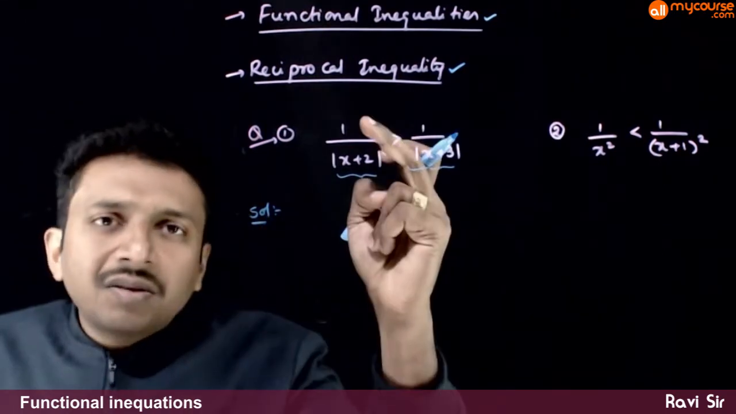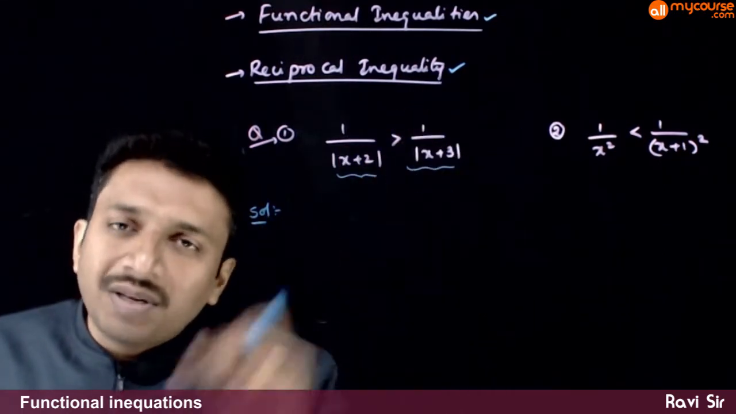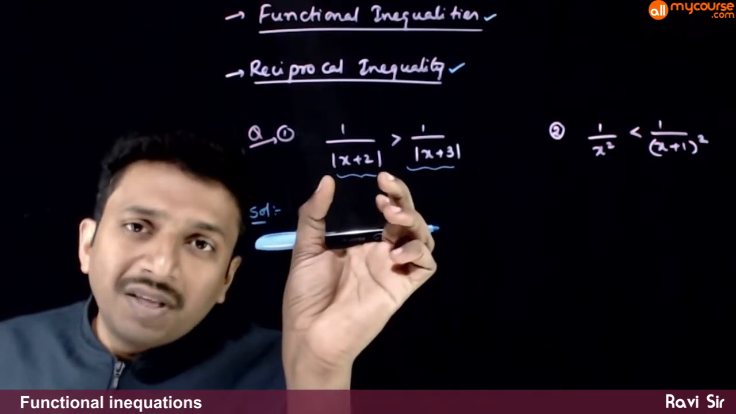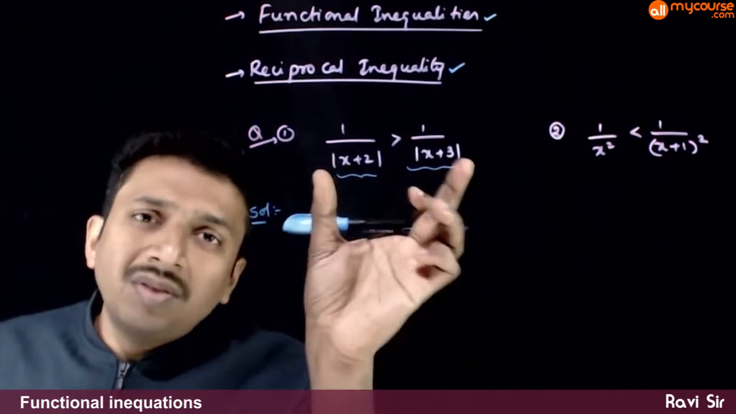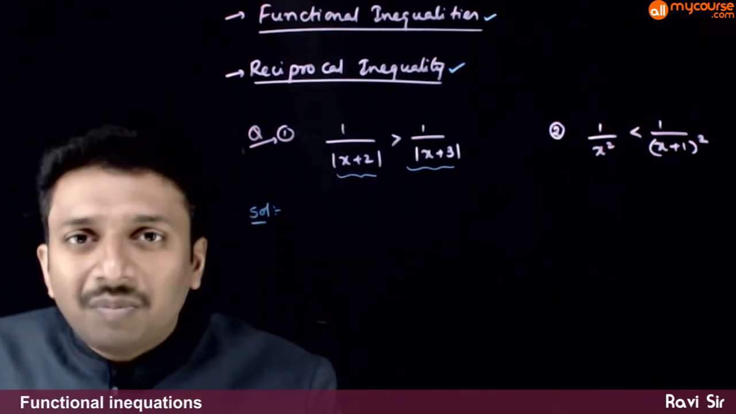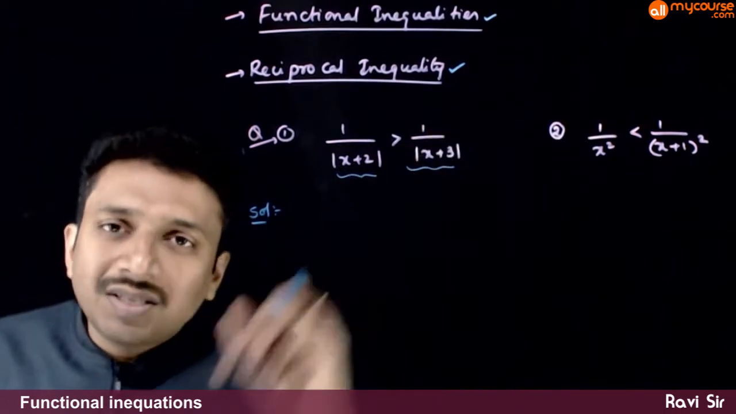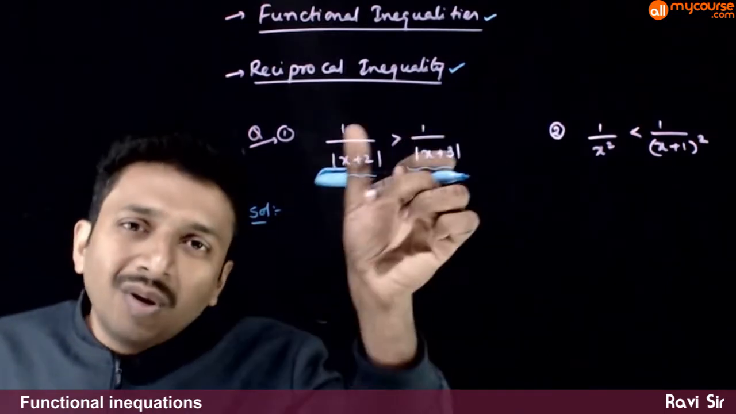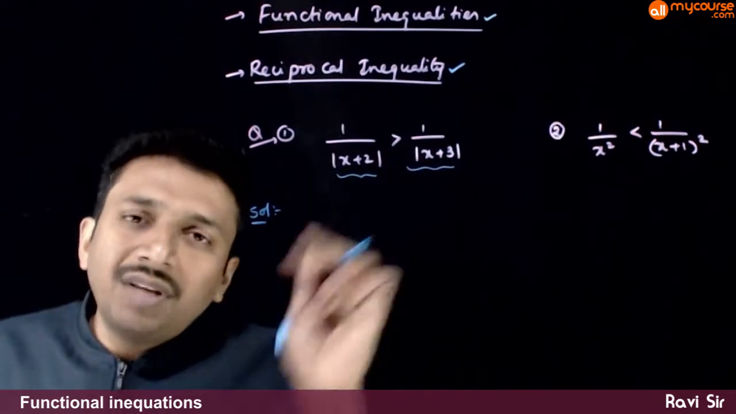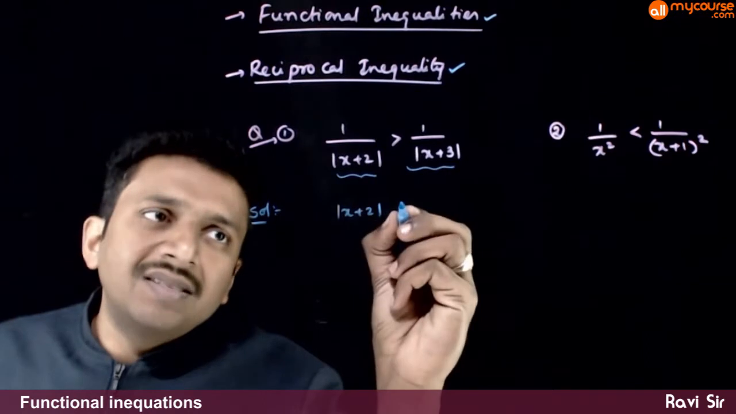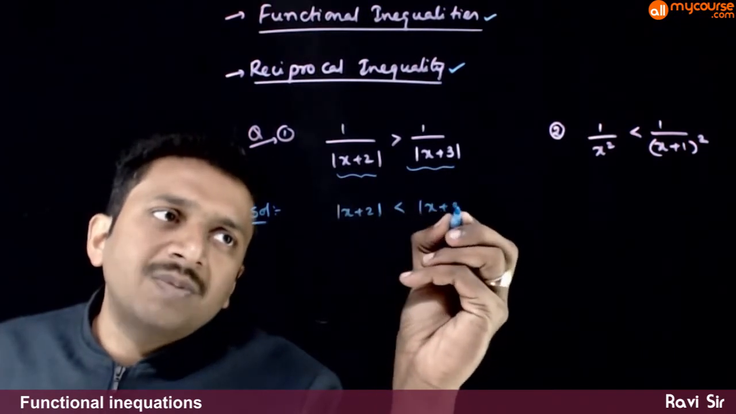So first, this is of the form 1 by something is greater than 1 by something. As you can very clearly see, mod of something and mod of something, both these numbers are positive. So 1 by this and 1 by this are positive numbers. If you reciprocate these two, the sign of the inequality changes. So this becomes mod of x plus 2 is less than mod of x plus 3.